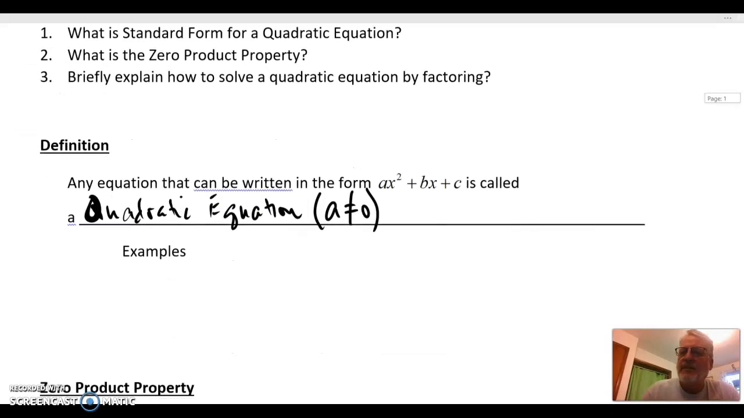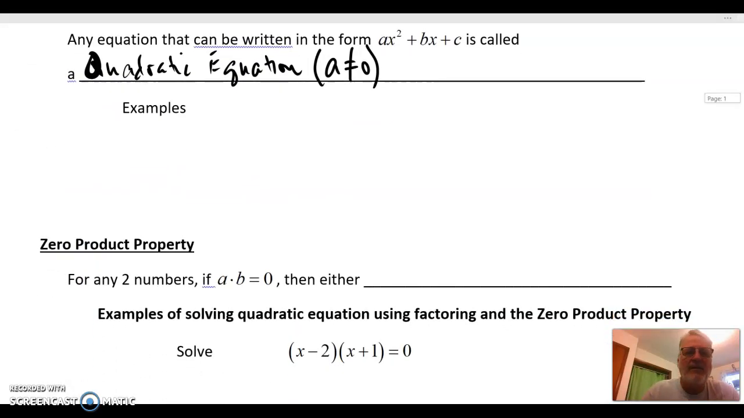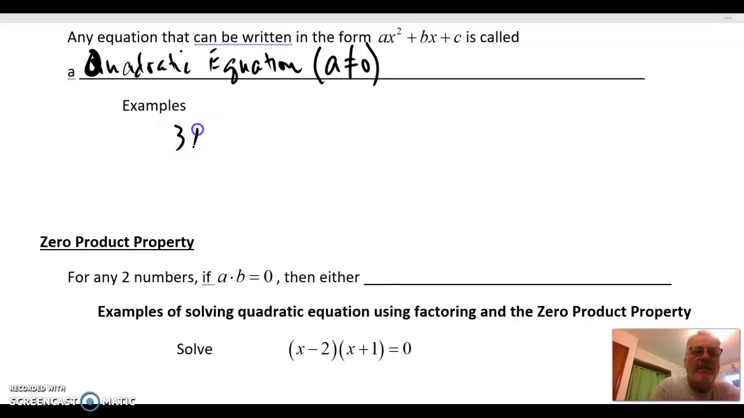Okay, so all these are going to have x squareds in them. Examples would be 3x squared plus 4x minus 5 equals 0. Now that 0 usually will start off as a y, but then we're just going to change it to 0 immediately. So that's always going to be a 0. So everything on one side, 0 on the other. Another example, x squared minus 2x plus 4 equals 0.